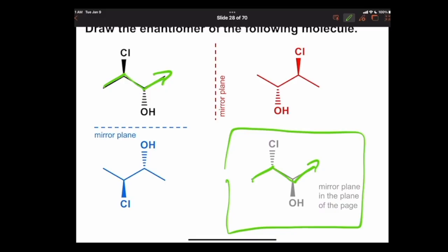Yes? What happens if you didn't flip the chlorine, but you flipped those? Excuse me? What happens if you didn't flip the chlorine? One but not the other, you mean? Like if that's just an accident?